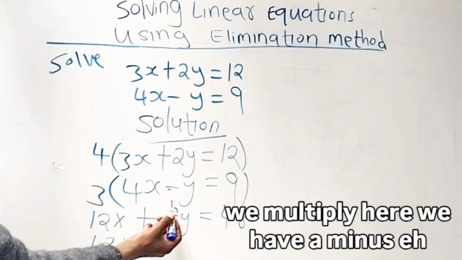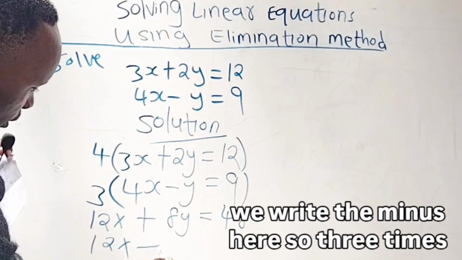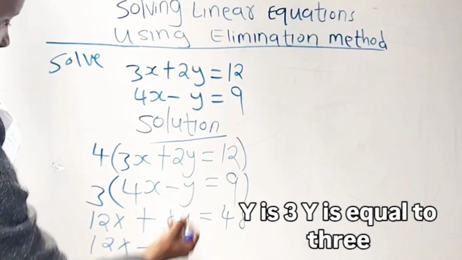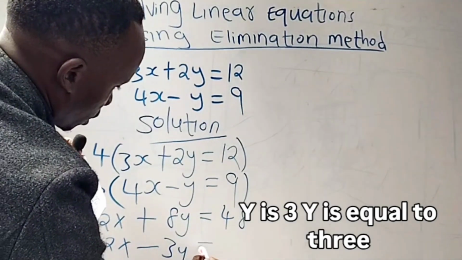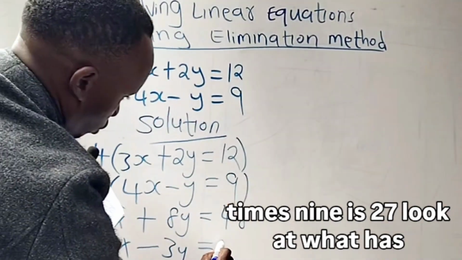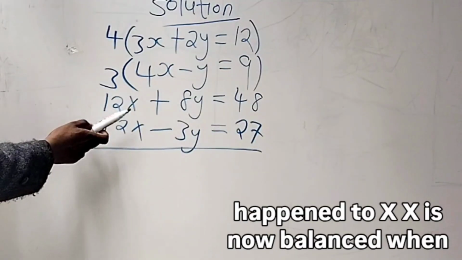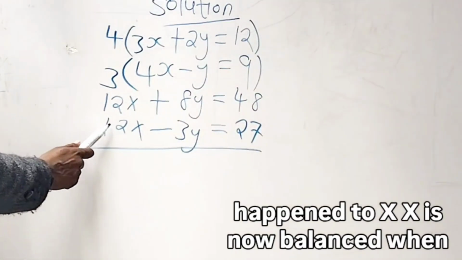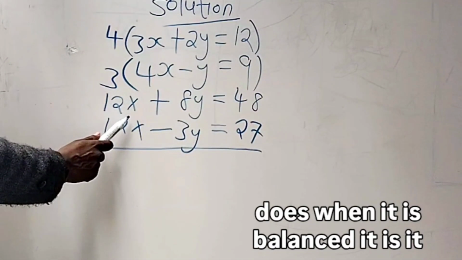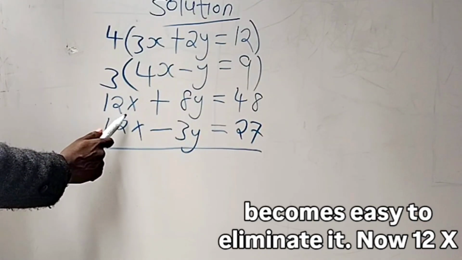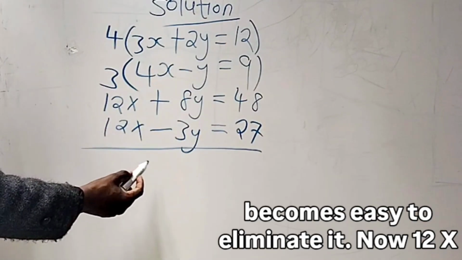Before we multiply, here we have a minus. We write the minus here. So 3 times y is 3y. Is equal to 3 times 9, which is 27. Look at what has happened to x. X is now balanced. When it is balanced, it becomes easy to eliminate it.